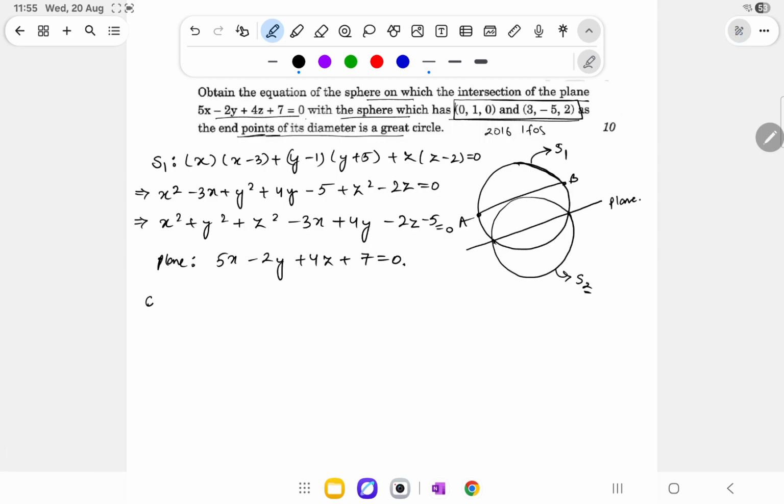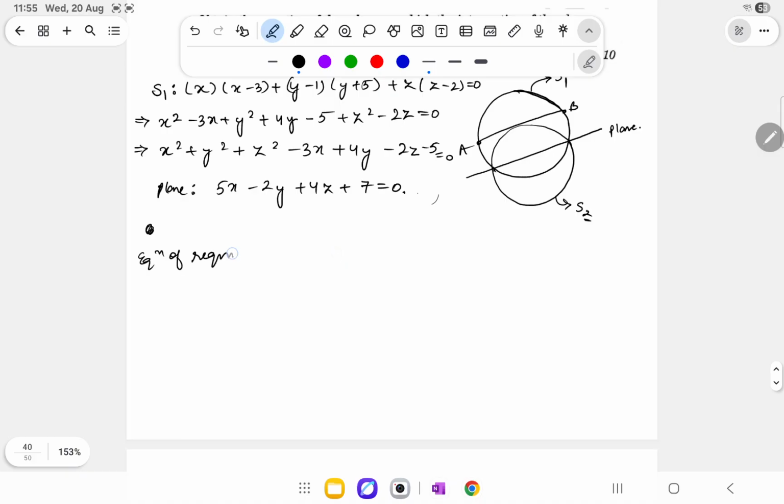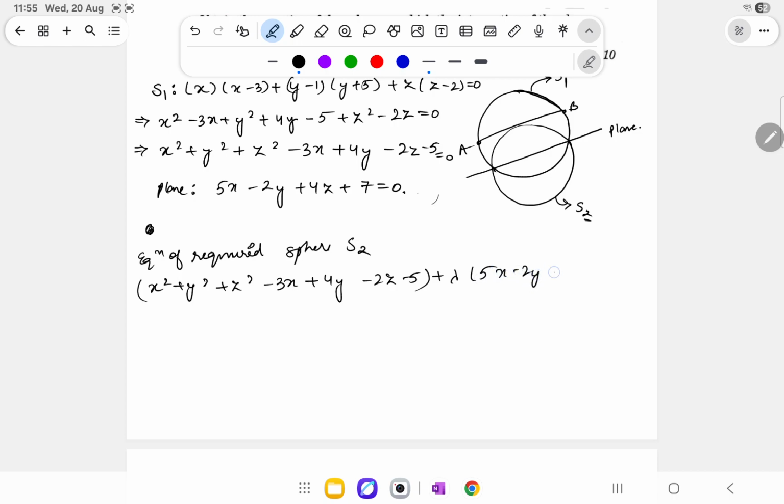Now I have the equation of the sphere and the equation of the plane, so I can easily find the equation of the required sphere. The equation of the required sphere S2 will be x square plus y square plus z square minus 3x plus 4y minus 2z minus 5 plus lambda into (5x minus 2y plus 4z plus 7) equals 0.